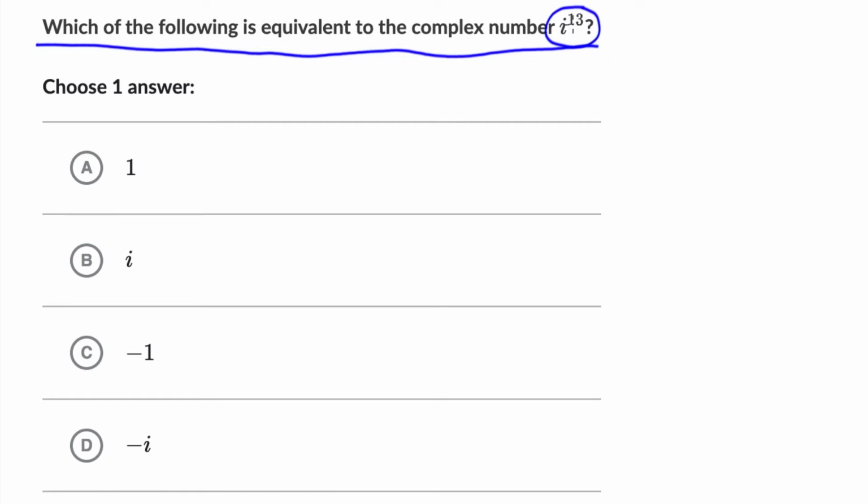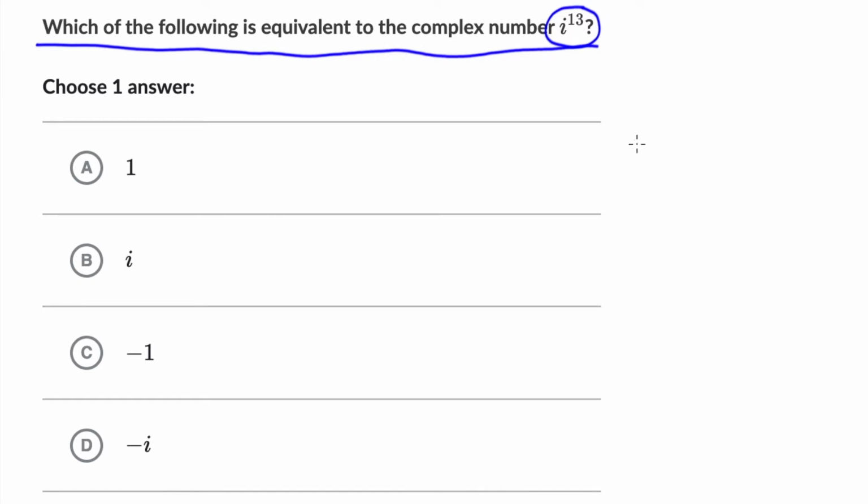Before we can understand i to the 13th, we have to understand this 4 pattern sequence. It's a sequence of 4 terms, and it's pretty easy to memorize. I have it right here. This is going to be our first term, second, third, and fourth.